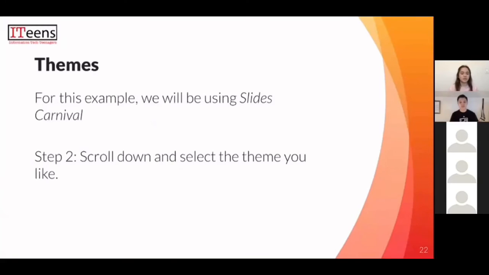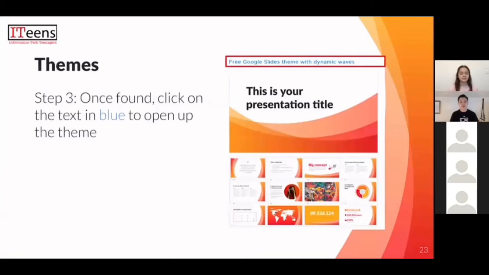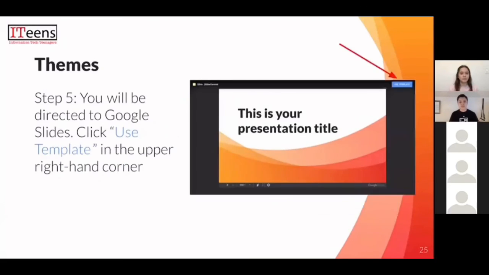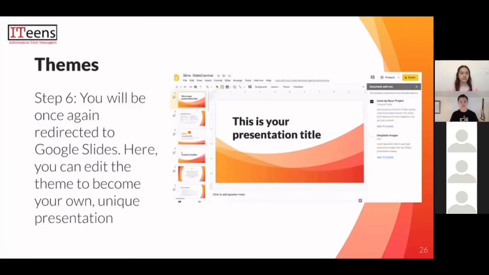Step 2. Scroll down and select the theme that you like. Step 3. Once found, click on the text in blue to open up the theme. Step 4. Scroll down and select the option for Google Slides, shown in blue. Step 5. You will be directed to Google Slides. Click Use Template in the upper right-hand corner. Step 6. You'll be once again redirected to Google Slides. Here you can edit the theme to become your own unique presentation.